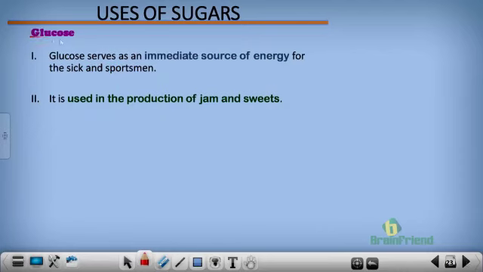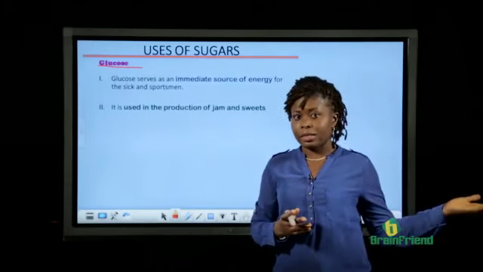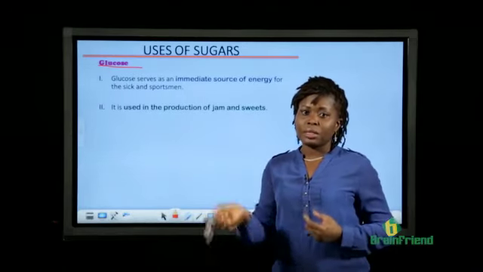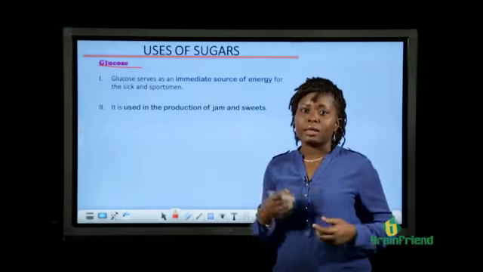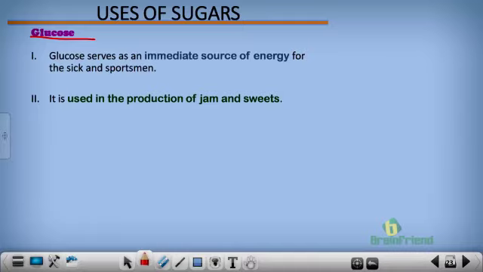Glucose. Glucose serves as an intermediate source of energy to sick persons and to sportsmen. That is why sometimes when you see these athletes, especially runners, you see them take glucose as they are running. It's a source of energy. Two, it is used in the production of jam and sweets.